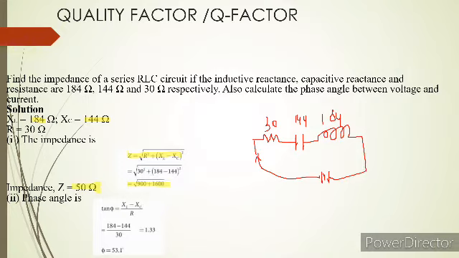Next we have to find out the phase angle. How will you find the phase angle? The formula is tan phi equals (XL minus XC) divided by R. XL and XC we know, 184 and 144, and R is 30. If you substitute, you'll get 1.33. Then the inverse tan of 1.33 gives 53.1. So the phi value is 53.1. The phase angle is represented by phi. So this is the answer.